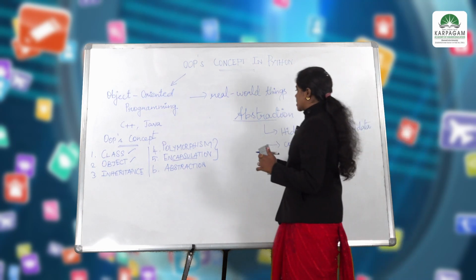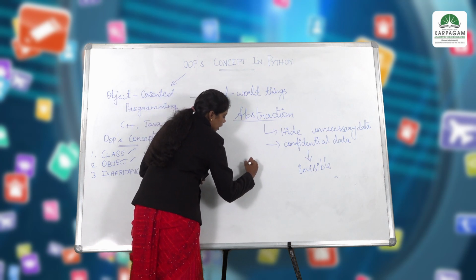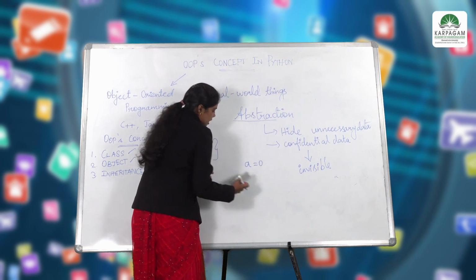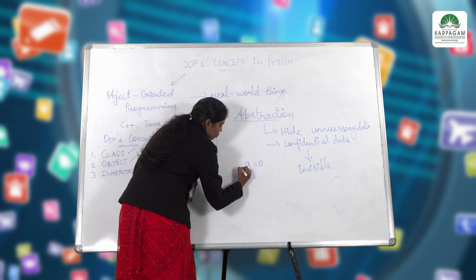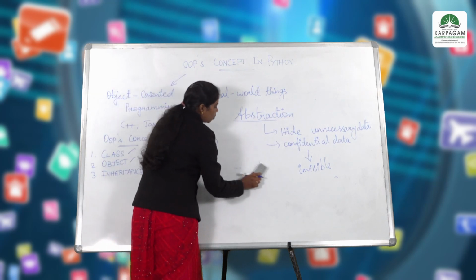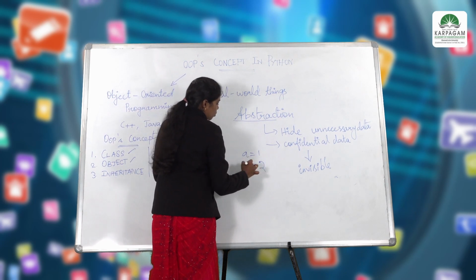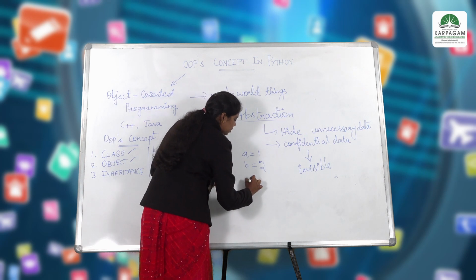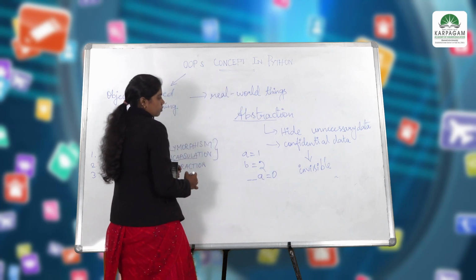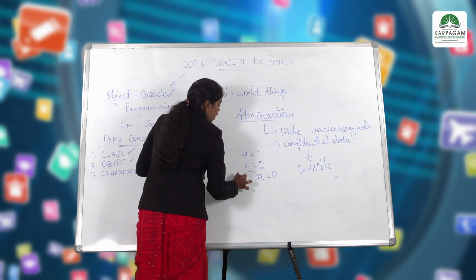It is very easy. If you are using a variable, a equal to 0, normally we write a equal to 1, b equal to 2. But if you want to hide it, just put a double underscore. That's all, it will be hidden. So, for hiding it, just use double underscore a equal to 0. That is the syntax for abstraction, double underscore.